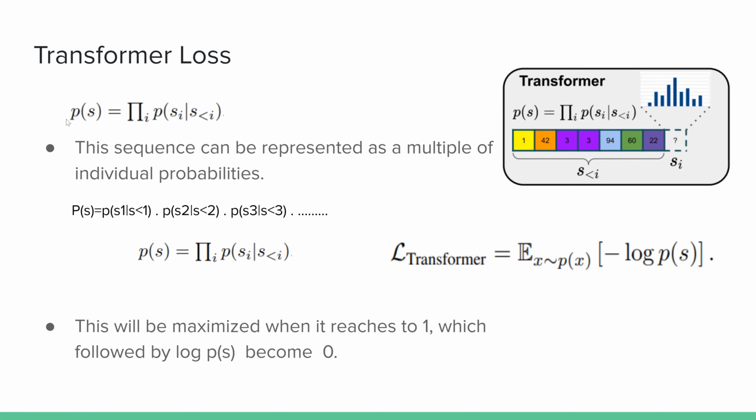In order to optimize PS, we have to optimize all of these individual probabilities as well, because if any of these goes closer to 0, then our probability PS drops. So basically, when the probability of S is going to 1, log 1 becomes 0, right? So that means loss is low. When the probability PS is something closer to 0.5, then log 0.5 is a large negative number. So negated, it becomes positive. So that means loss is really high. So that's the idea of this thing.